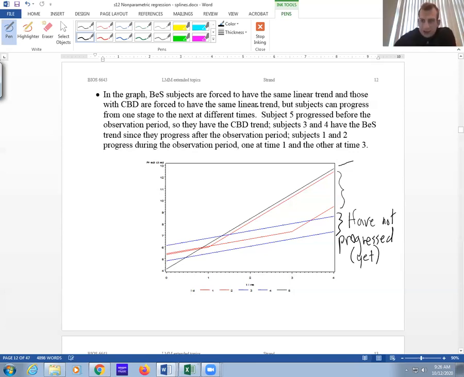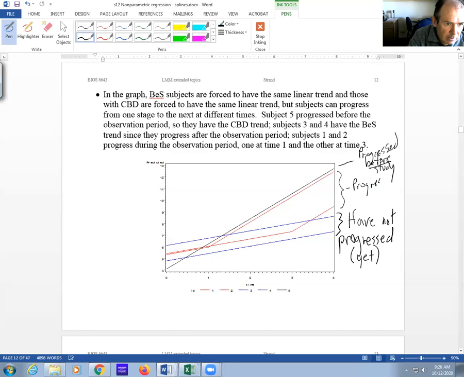Did that person progress before the study began? Yeah, exactly. So they progressed before the study. And then these two progressed during, and we can see their change points here, right? Here's the change point, and then here's the change point for the other subject.